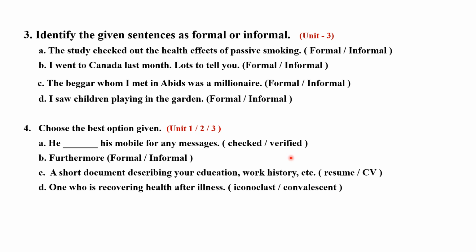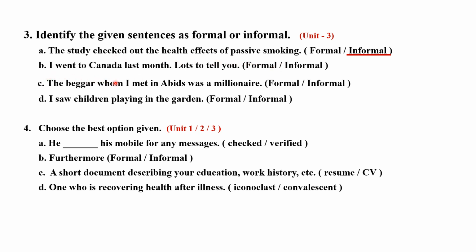Coming to the next, third question, identify the given sentences as formal or informal. So you know the meaning of formal and informal. Formal is when we talk officially or write officially, informal is casual. So first one, A. The study checked out the health effects of passive smoking. So what is the type of sentence? It is informal. So the study verified the health effects, that is formal.